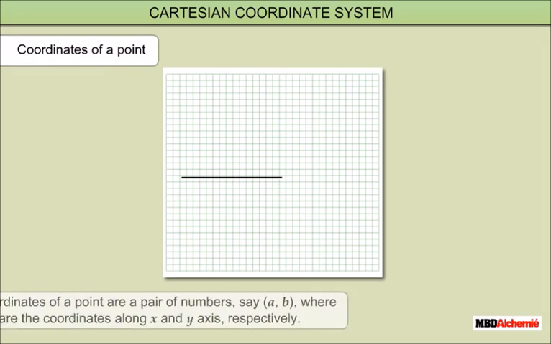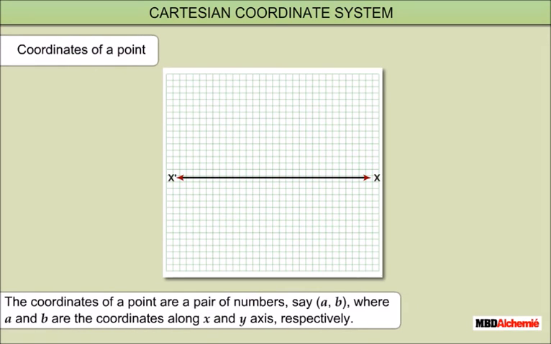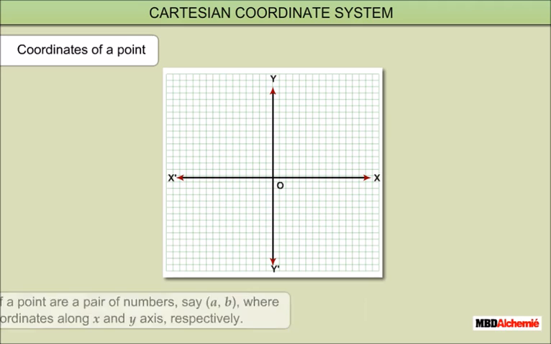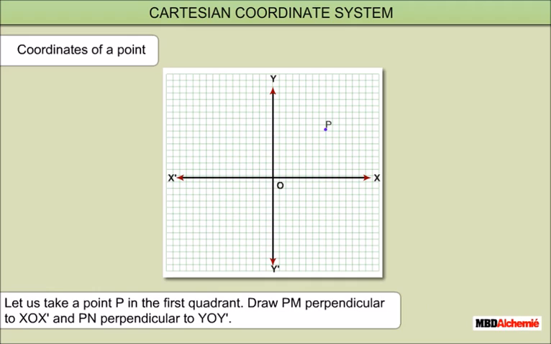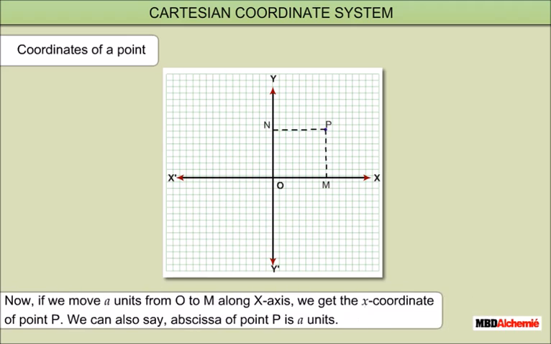Coordinates of a point. The coordinates of a point are a pair of numbers, say (a, b), where a and b are the coordinates along the x and y axis respectively. Let us take a point P in the first quadrant. Draw PM perpendicular to X'OX and PN perpendicular to Y'OY. Now if we move a units from O to M along the x-axis, we get the x-coordinate of point P. We can also say the abscissa of point P is a units.